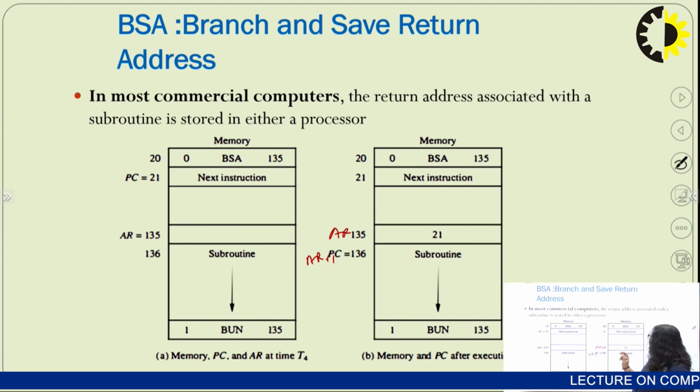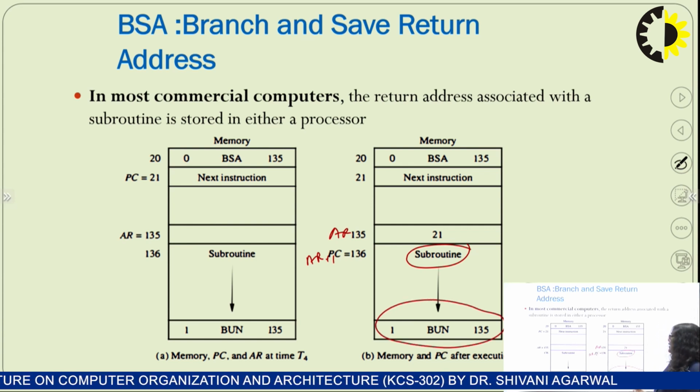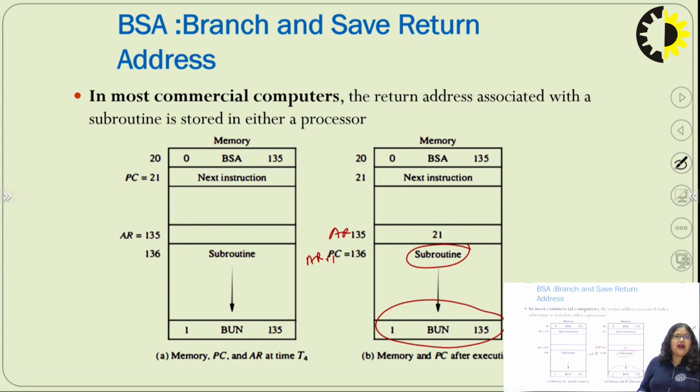After the subroutine is executed, at which point is the subroutine stopped? When we receive this instruction at the ending part, that is BUN 135. BUN is branch unconditional, so we don't have any condition to stop that particular instruction. We have to move on with the address, that is 135, and we have to receive the PC value, that is 21.